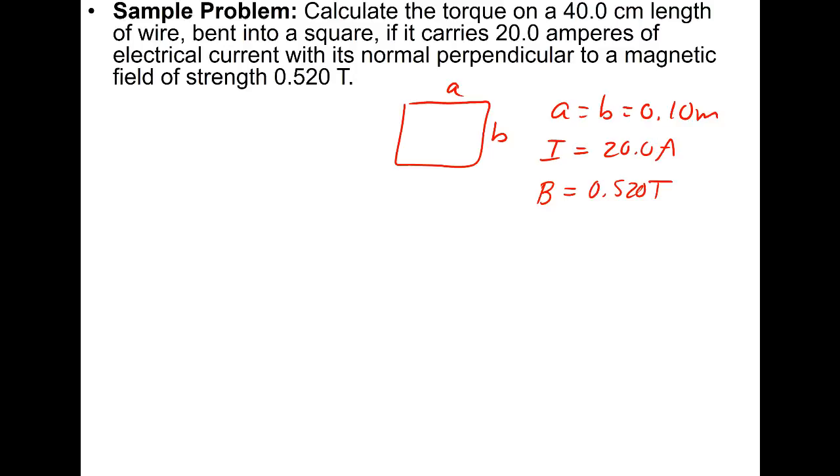Okay, so basically we're going to apply our equation here, and we're going to have torque is equal to abIB, and if you calculate everything out, that's going to be about 0.104 Newton meters. So that'll be the magnitude of that torque. And then depending on which way you draw the field, it's either going to rotate one way or the other.